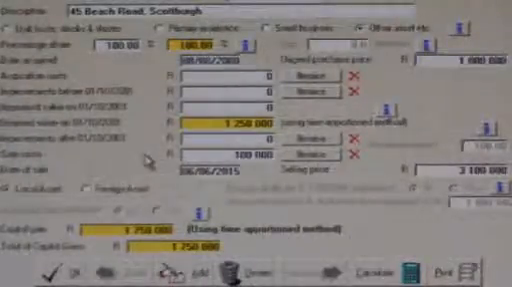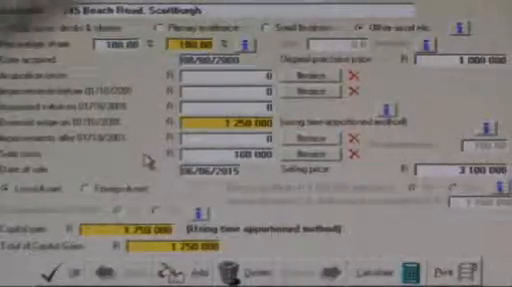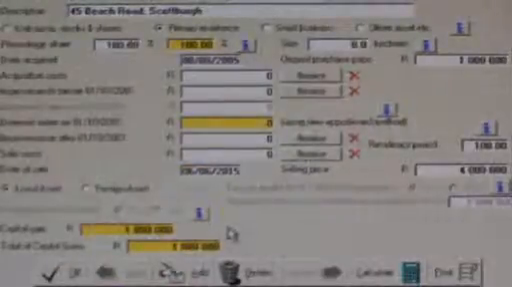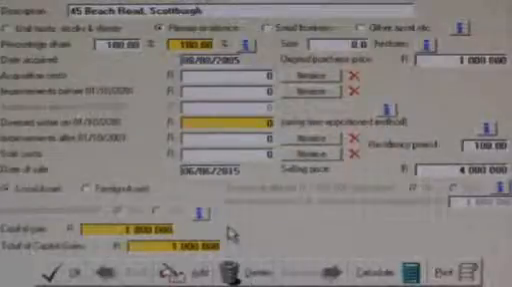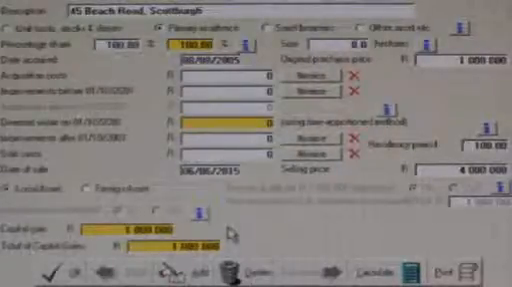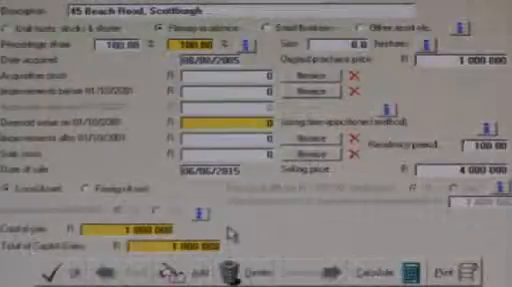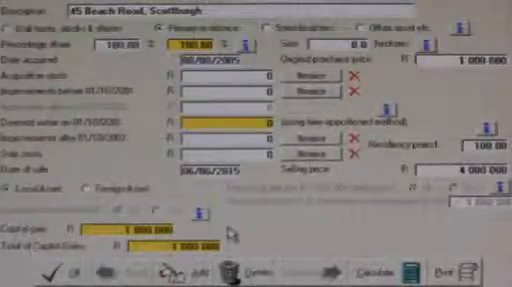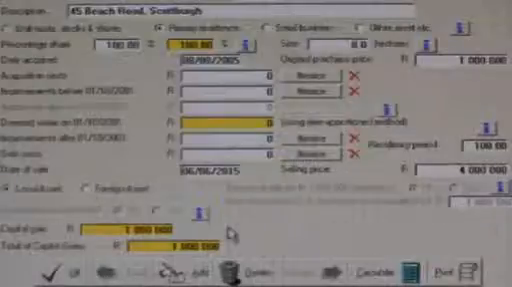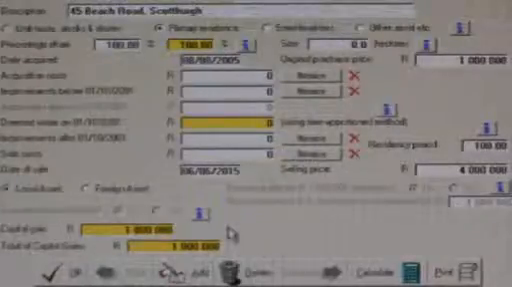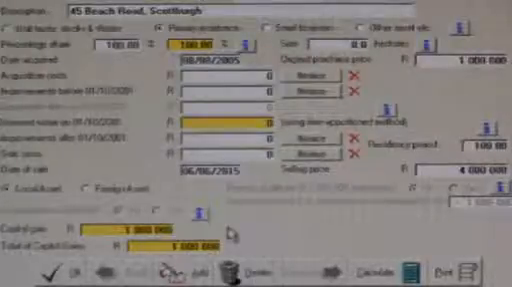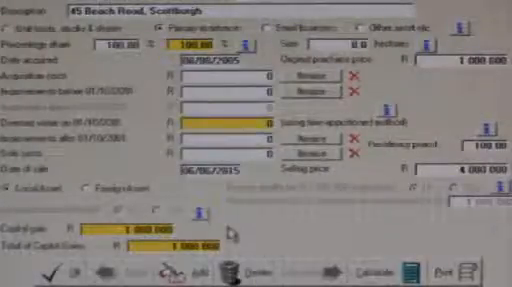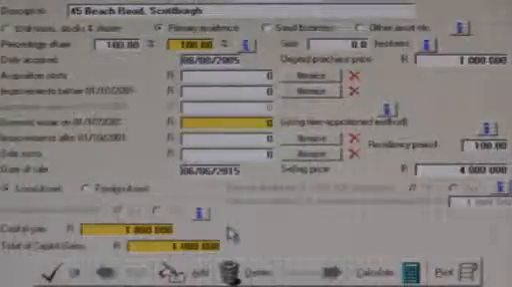Now let's have a look at a completely new set of figures. We can immediately see that the amount going towards capital gains tax has dropped from 3 million to 1 million. This of course is because the profit on a primary residence sale qualifies for a 2 million Rand exemption. If it is sold for less than 2 million Rand, then capital gains tax does not apply at all, and this is an important thing to remember.